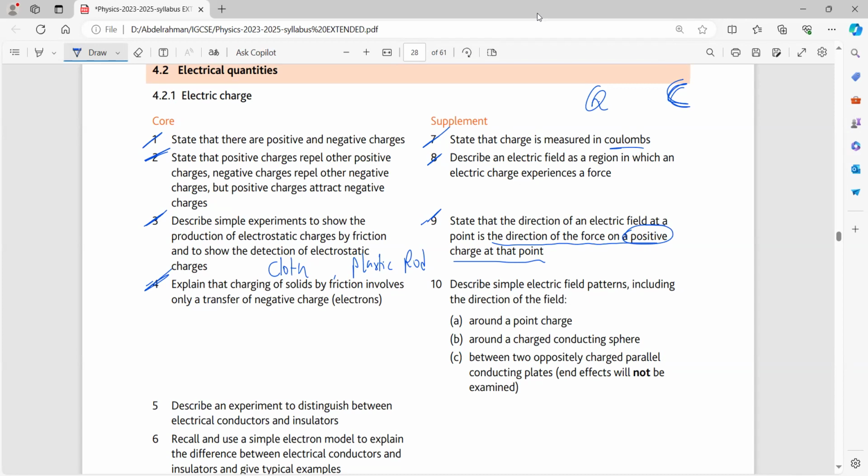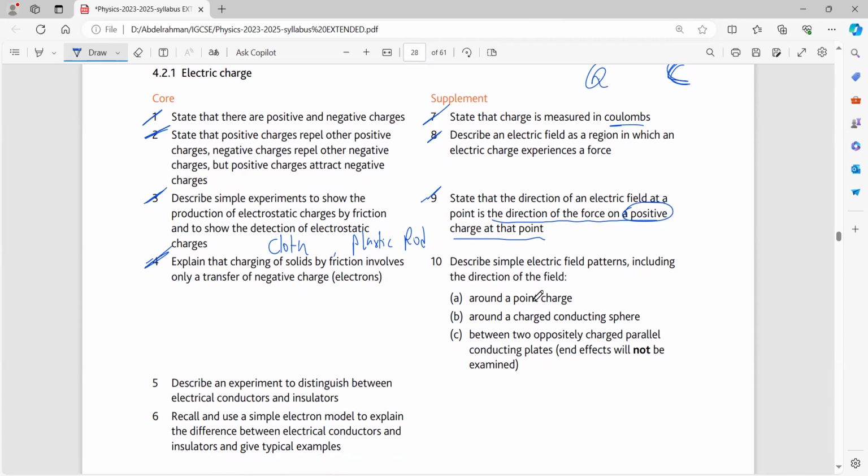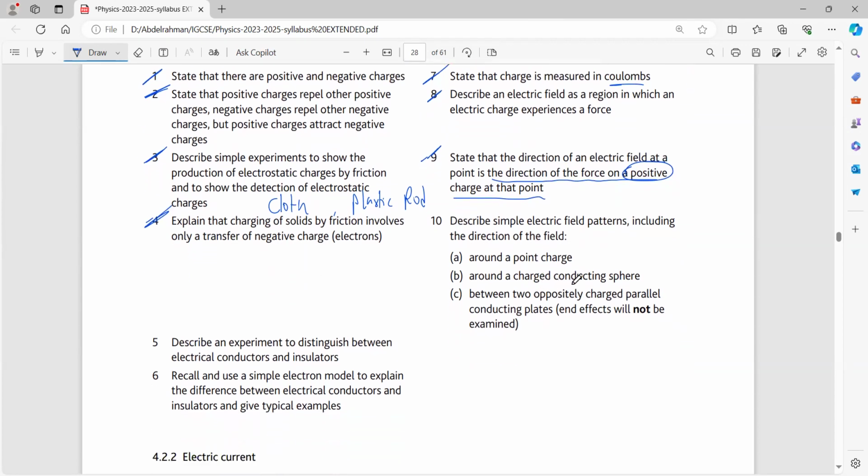Describe simple electric field patterns, including around a point charge, around a conducting sphere, and between two oppositely charged parallel conducting plates. Again, if I have a point charge, this charge will have a field which is moving this way. Positive charge, it's always outwards.